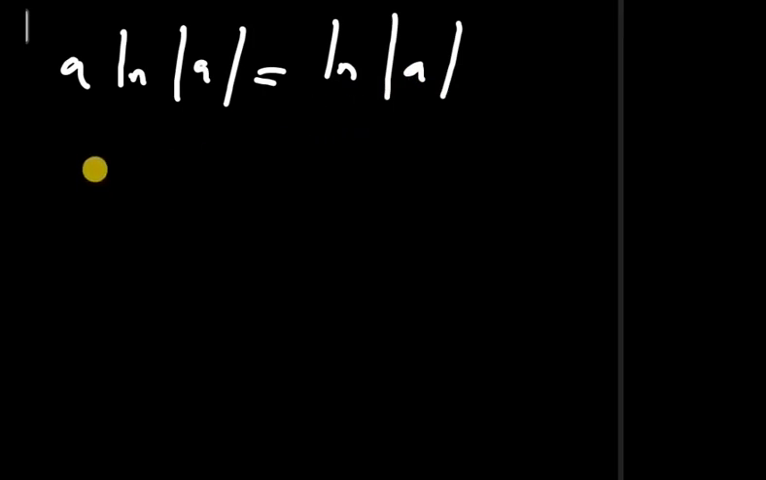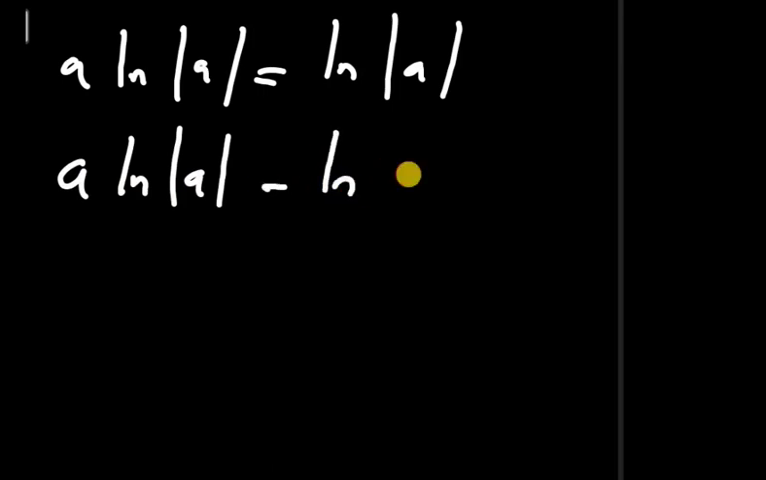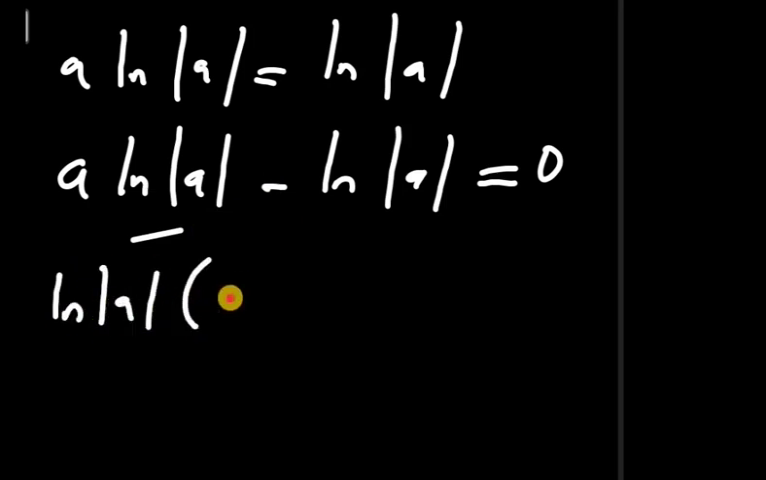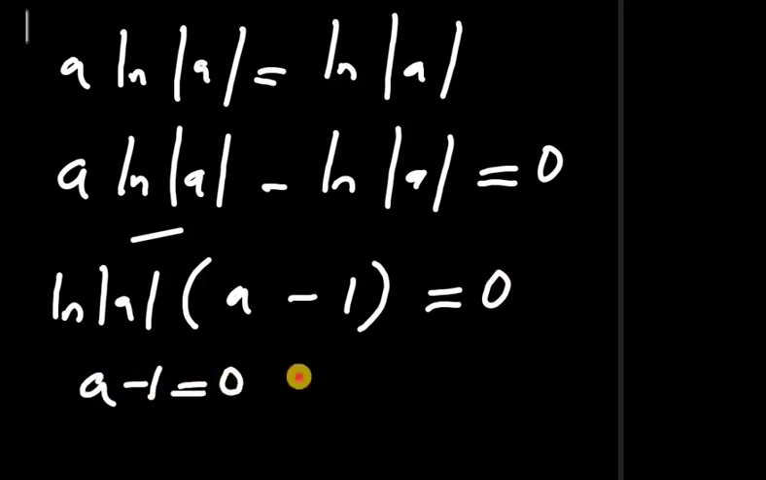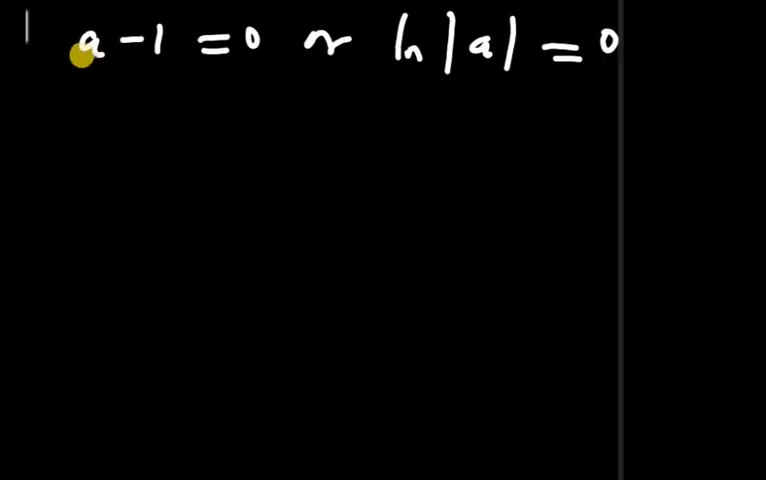So let's rearrange this equation, and this will give us a ln of the absolute value of a minus ln of the absolute value of a equals 0. We can factor out ln of a because it is common, and we are going to have ln of a times (a minus 1) equals 0. So we have a minus 1 equals 0, or ln of a equals 0. I have copied it down here. We have a minus 1 equals 0, or ln of a equals 0.